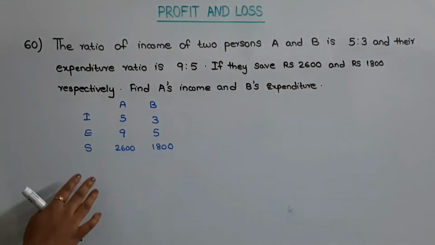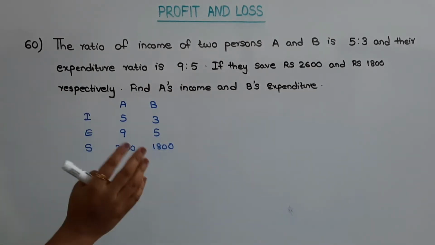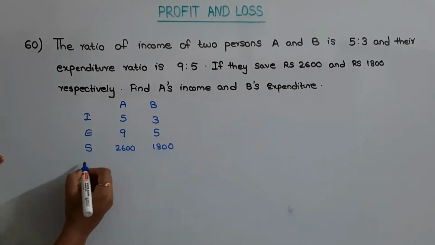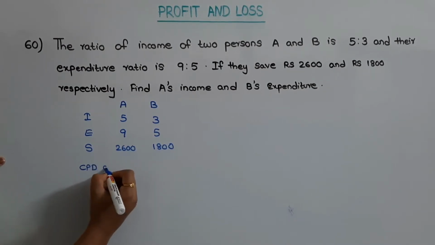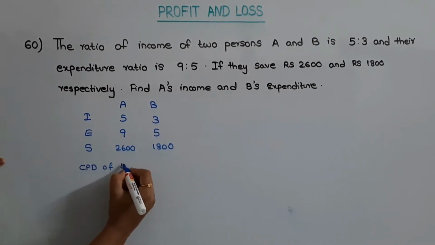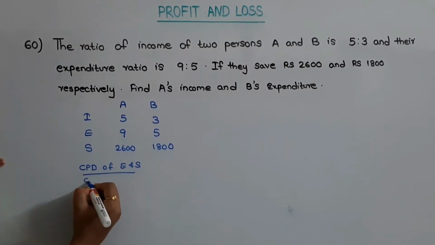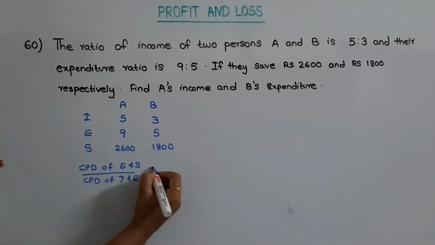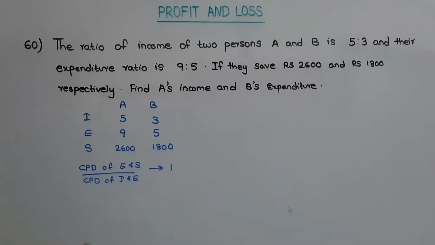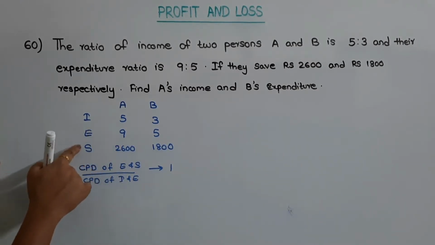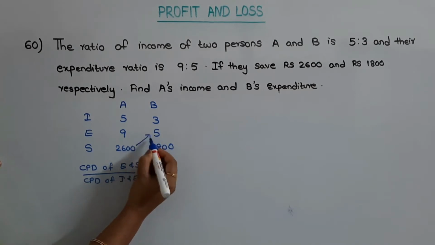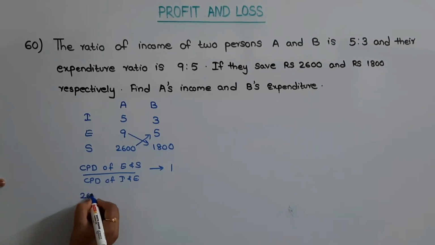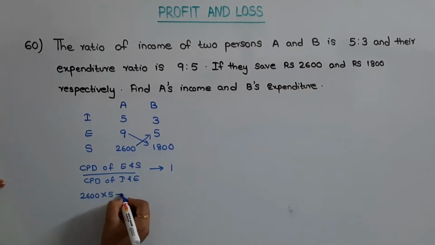So in order to find out the income and expenditure of A and B, there is a shortcut method. We need to take the ratio of the cross product difference of expenditure and savings to the cross product difference of income and expenditure as 1. So what will be the cross product difference of expenditure and savings? That will be 2600 into 5 minus 9 into 1800.